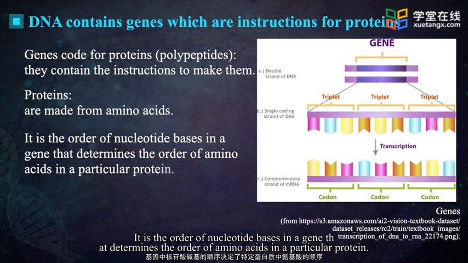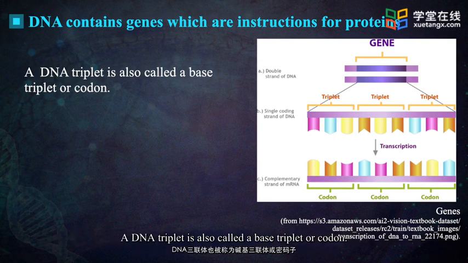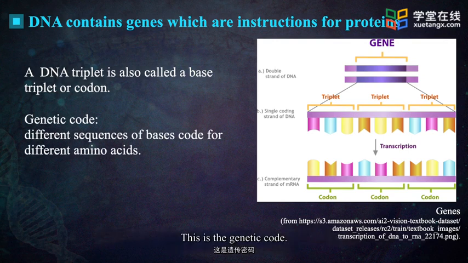It is the order of nucleotide bases in a gene that determines the order of amino acids in a particular protein. Each amino acid is coded for by a sequence of 3 bases, called a triplet, in a gene. A DNA triplet is also called a base triplet or codon. Now, different sequences of bases code for different amino acids. This is the genetic code.